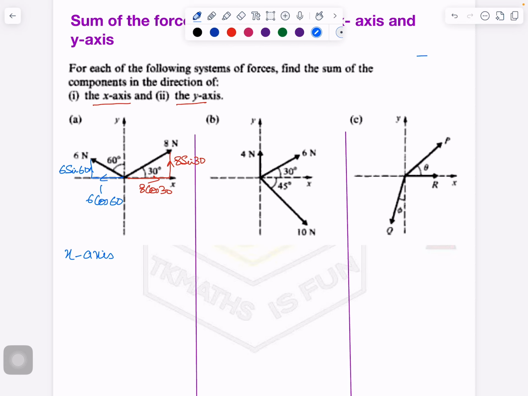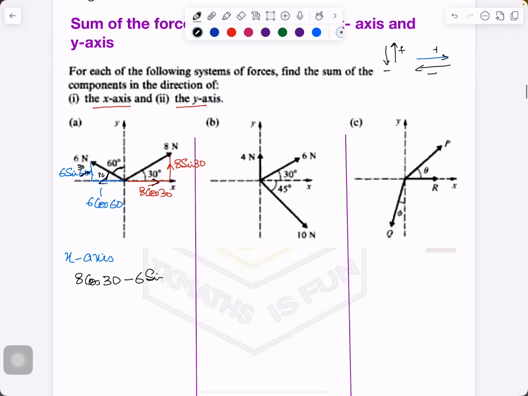conventionally we will use right hand side as a plus sign and left hand side as a minus sign. If it is upward, plus. If it is downward, minus. So if you see part A, this red one is directing right, blue is left. So I can say 8 cos 30 minus 6 sine. Okay, the mistake here is this is 60, so this one is 30. So I should write here 30.